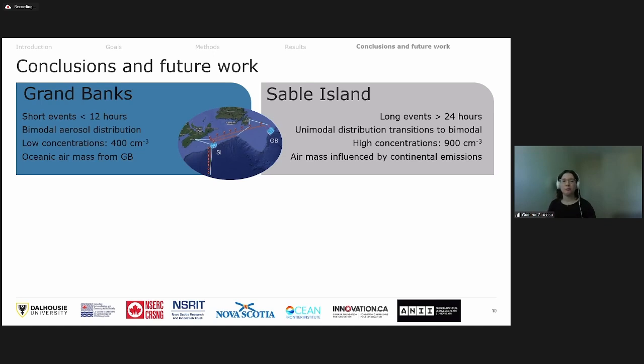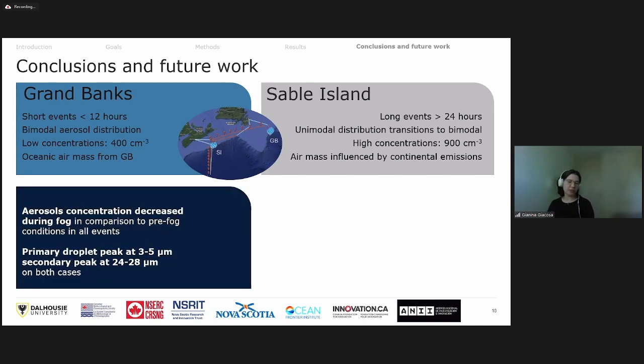When I look at the trajectory of the air masses 24 hours before formation using the HYSPLIT model, it seems that the air mass that leads to fog formation on the Grand Banks mainly originated in the Grand Banks area. So the aerosols there are most influenced by sea salt particles. On the other hand, the air mass that leads to fog formation on Sable Island seems to be influenced by continental emissions from the US coast.